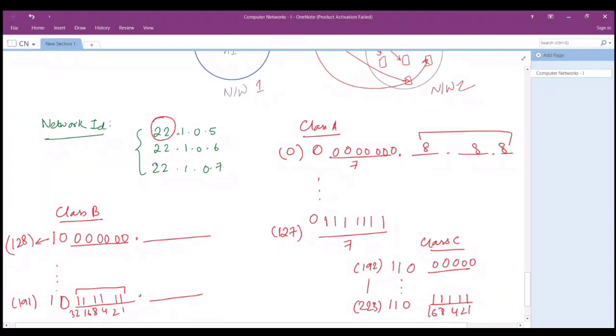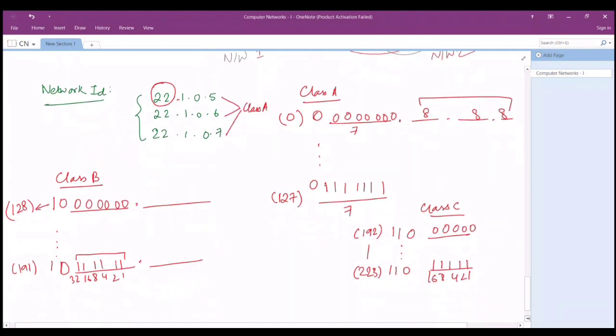Class D and E is not required to calculate. You can calculate, but it's not required. So we'll focus on this. So class A, 0 to 127, class B, 128 to 191, class C, 192 to 223. So if we see all these 3 IP addresses, these 3 IP addresses belong to class A, right?